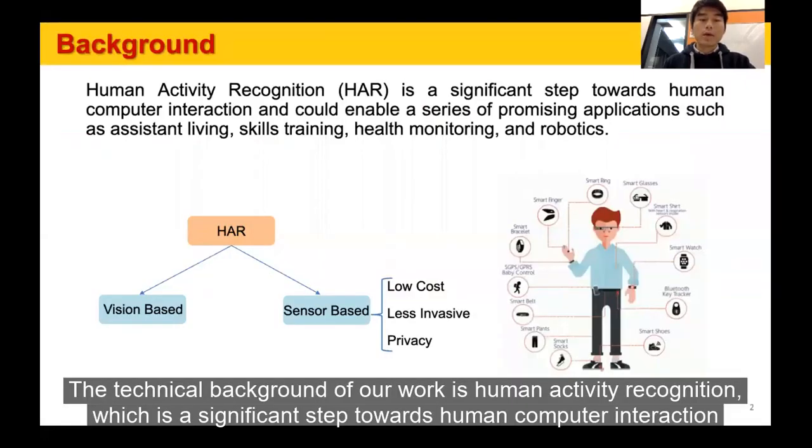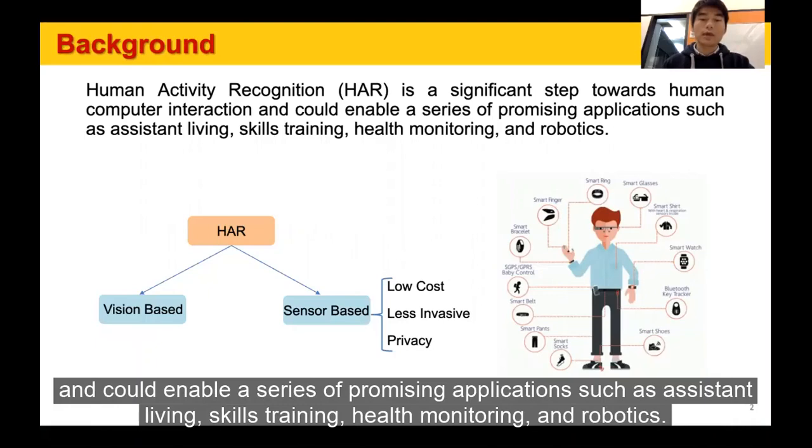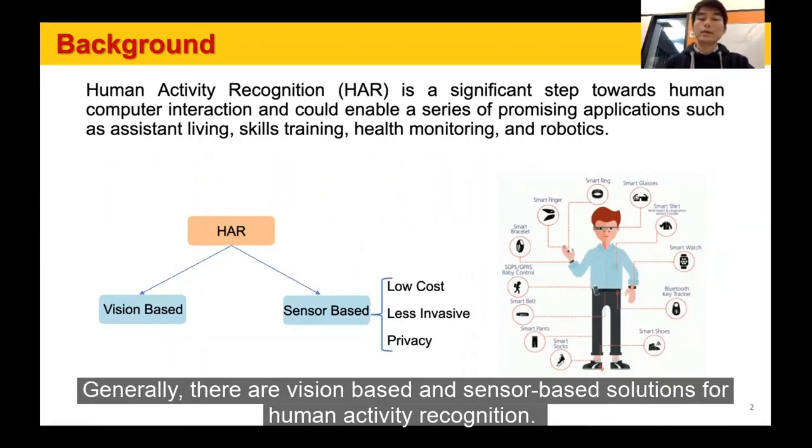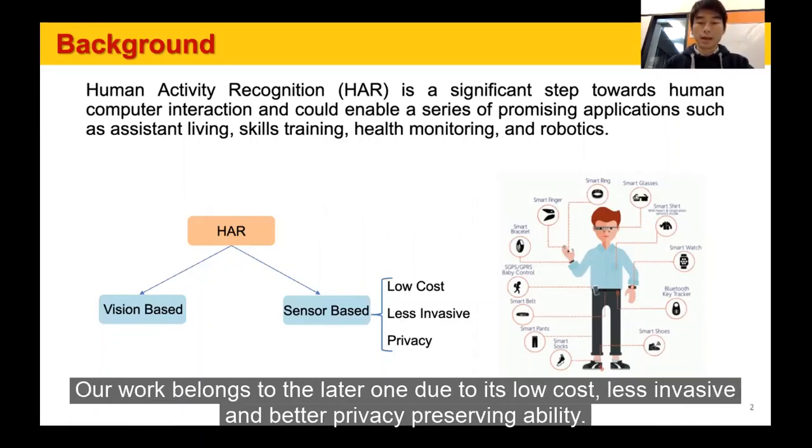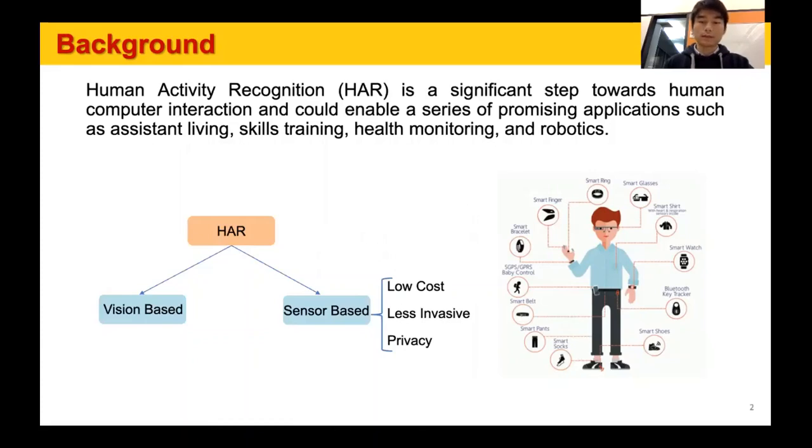The technical background of our work is human activity recognition, which is a significant step towards human-computer interaction and could enable a series of promising applications, such as assisted living, skills training, health monitoring, and robotics. Generally, there are vision-based and sensor-based solutions for human activity recognition. Our work belongs to the latter one due to its low cost, less invasive, and better privacy preserving ability.